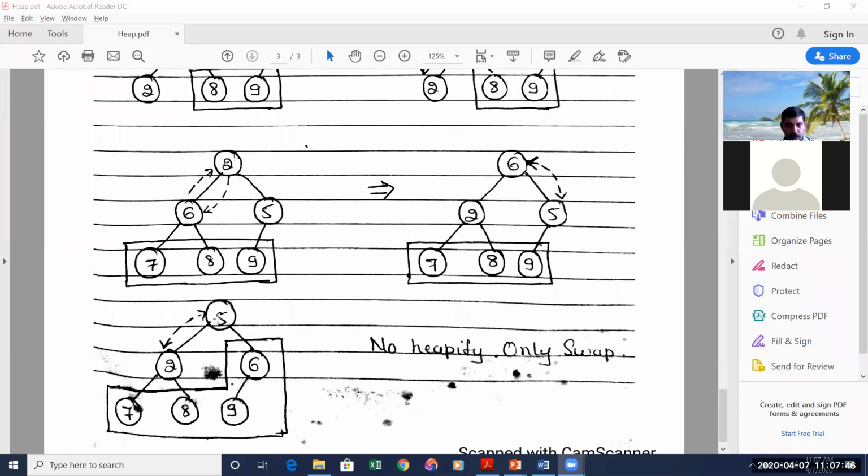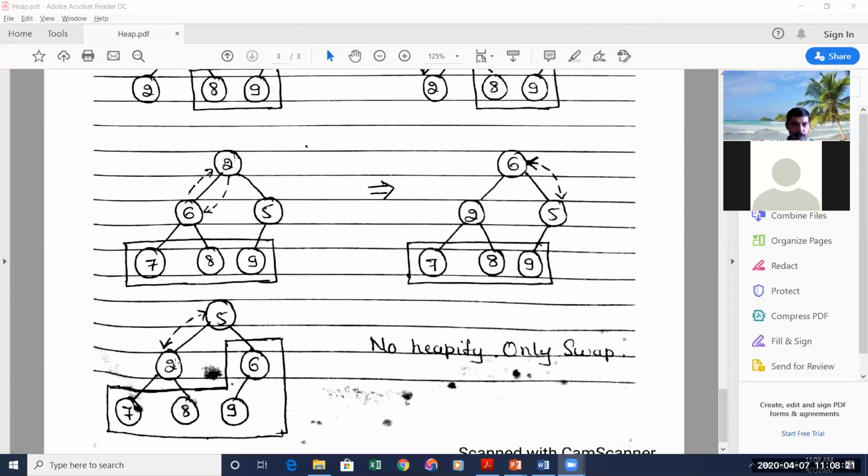And what is the next step? You have to heapify. So you have to check whether this 5 follows the parental dominance. So 5 is greater than 2. It follows the parental dominance, therefore no heapifying. That means, without heapifying, you have got the next highest element at the root position. So you have not heapified, but what is the next step? You have to swap that with the last leaf node.